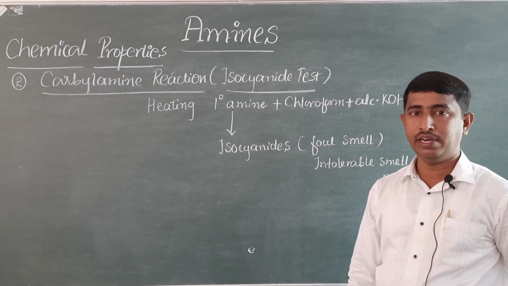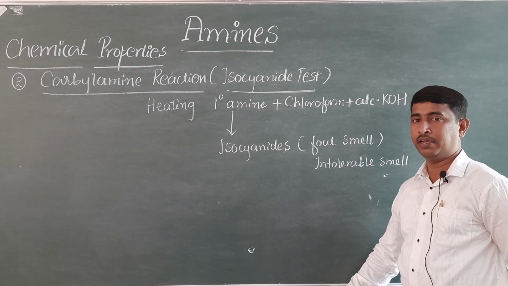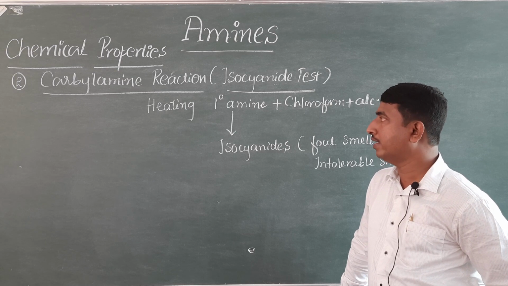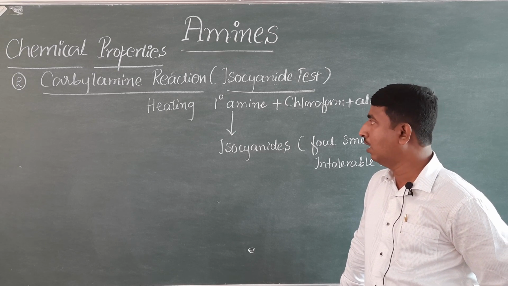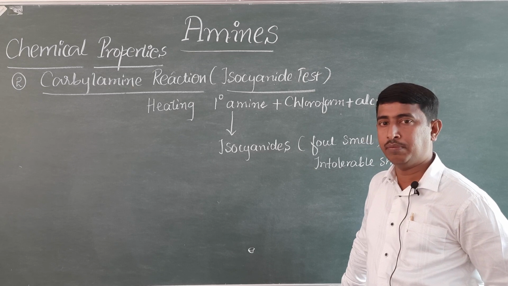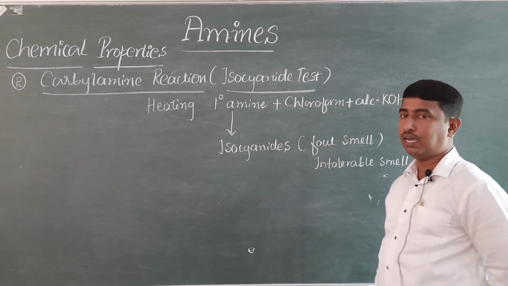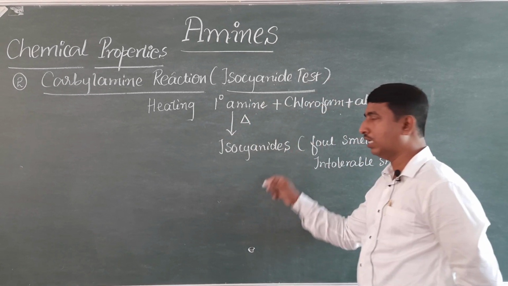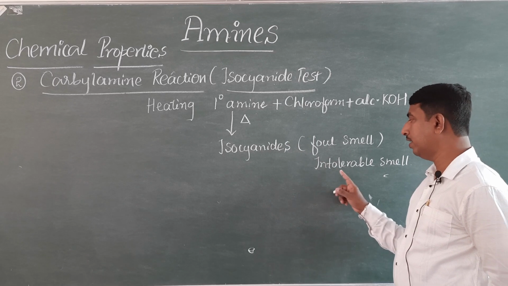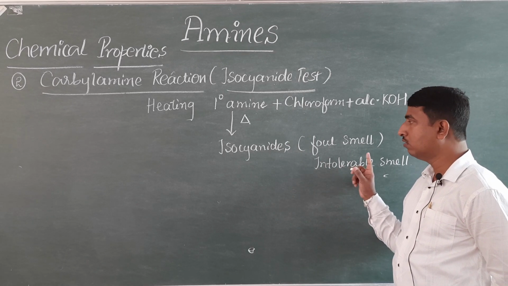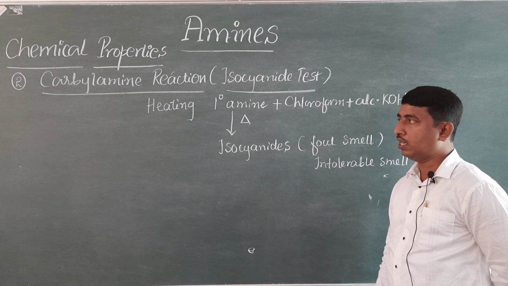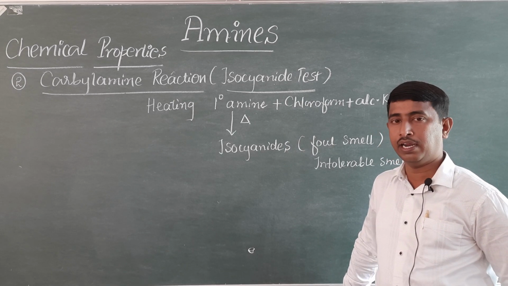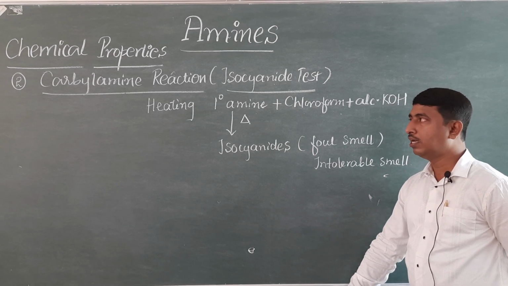This reaction is called carbylamine. Carbylamine means isocyanide. How is it obtained? Isocyanide is obtained by heating an aliphatic or aromatic primary amine with chloroform and alcoholic potassium hydroxide. When we heat this mixture, we get isocyanides having an intolerable, foul smell. This reaction is called the carbylamine reaction.